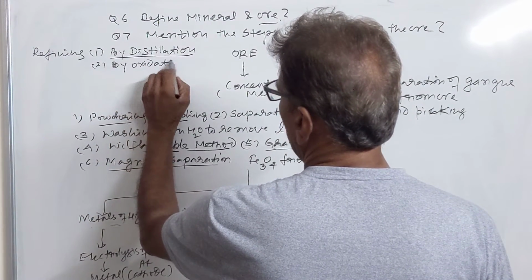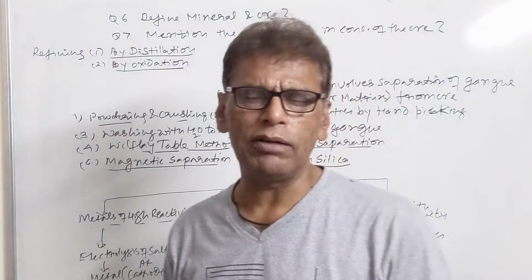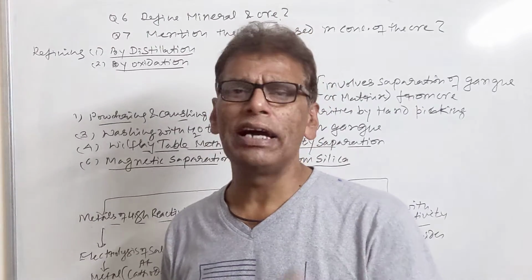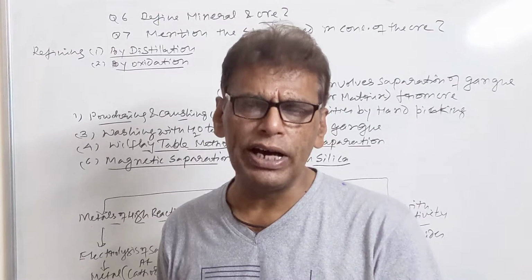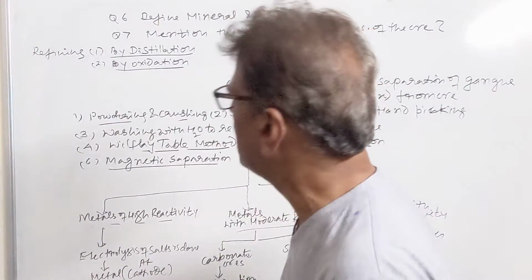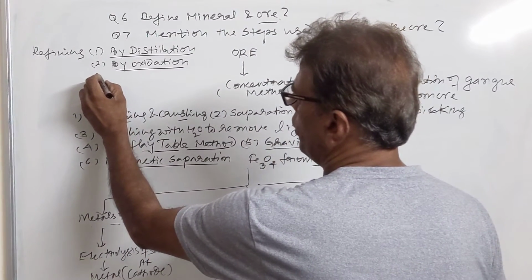Then we have refining by oxidation. Iron, for example, when prepared, contains a large number of non-metallic impurities: carbon, sulfur, phosphorus. Now such iron is heated with excess of oxygen. All the non-metallic impurities get oxidized to oxides, and these volatile oxides escape from the system, leaving behind the pure metal with very small quantities of impurities.